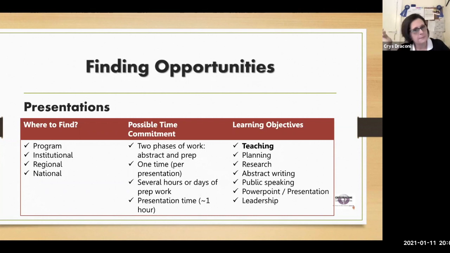And if your program director doesn't think that you're right for the job, say, hey, give me a chance because I want to overcome this and I want to put this on my CV. And usually they will. It could be as easy.